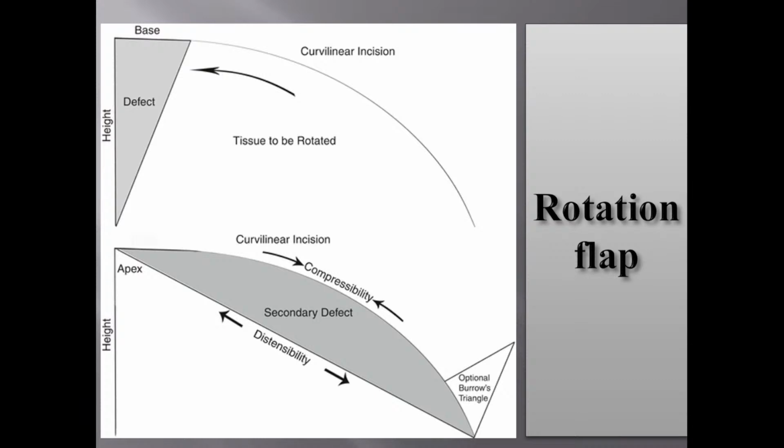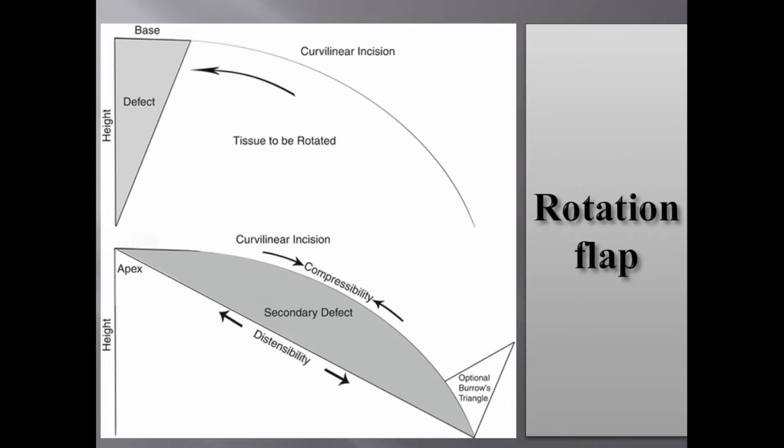And a little bit about rotation flaps. They are the most difficult and should be thought through mathematically, according to how we can form these flaps and how we can rotate them. Rotation flaps are pivotal flaps with a curvilinear configuration. By necessity, they must be designed immediately adjacent to the defect, so that the border of the defect becomes the adjacent border of the skin flap.